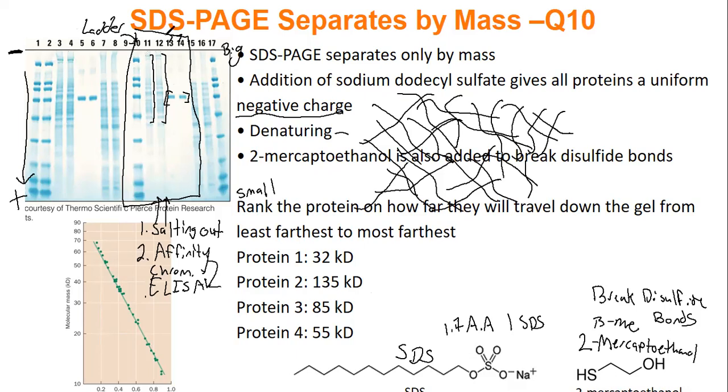Just to make sure we have it, I have this quick poll again. Tell me, based on the sizes of proteins I have on this question, list them in order from which one's going to travel the farthest down the gel all the way to which protein is going to be at the top of the gel, based on what I just said about SDS-PAGE in the last few minutes.